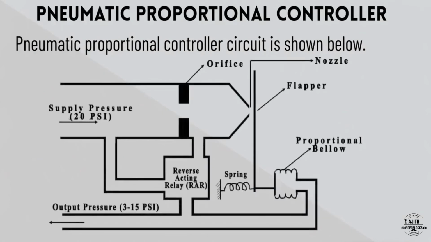It is provided with a supply pressure of 20 psi which is passing through an orifice and then reaches a reverse acting relay. From this reverse acting relay, the pressure reaches the proportional bellow by which the flapper is moved to and fro. This to and fro motion of the flapper closes the mouth of the nozzle, which in turn provides an output pressure in the range of 3 to 15 psi. There is also a spring which is being connected to the other side of the flapper, which provides a fine-tuned movement of the flapper over the nozzle's mouth.